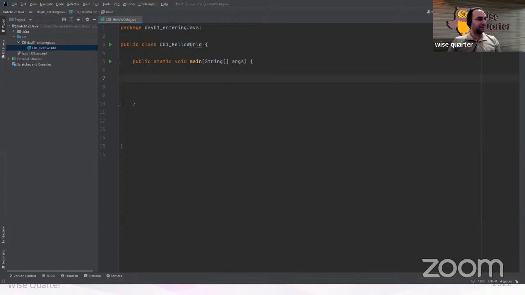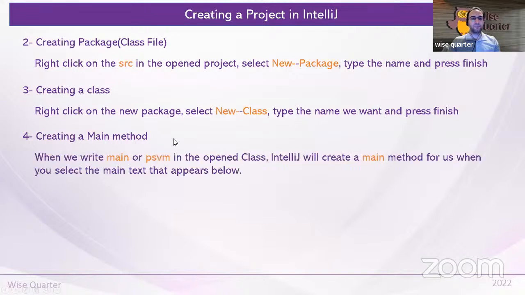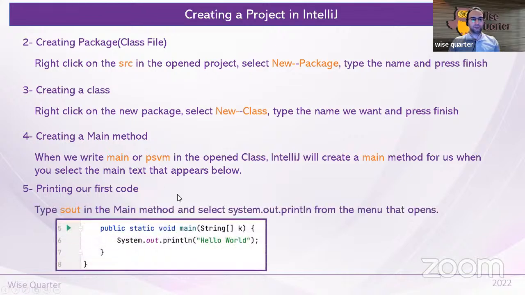Okay, let's go back to the slide to see what's happening there. To create a class, we will right-click on the new package we have created and select new class, and we will type the name of the class and press finish or press enter. We have created the main method. You can use main or PSVM to create the main method. IntelliJ will help you to write the rest. But we have already created the main method, so don't worry about it. Yes, now we have the main method. We just need to write code inside of it to do something.